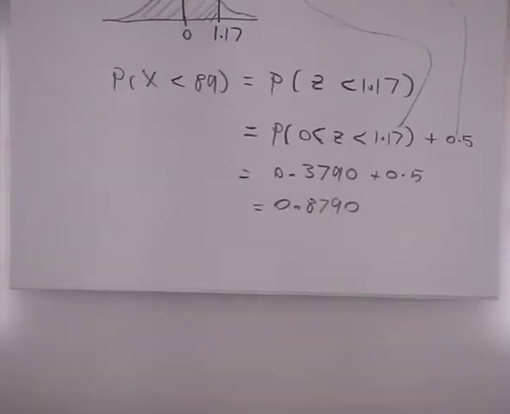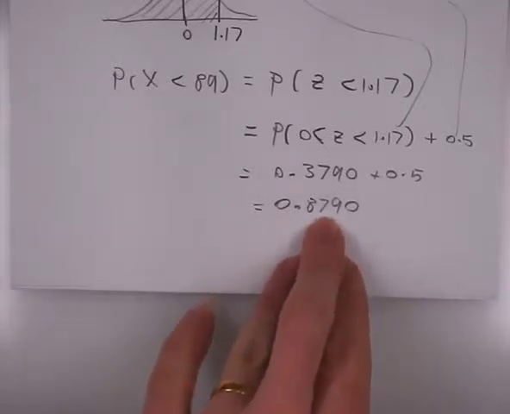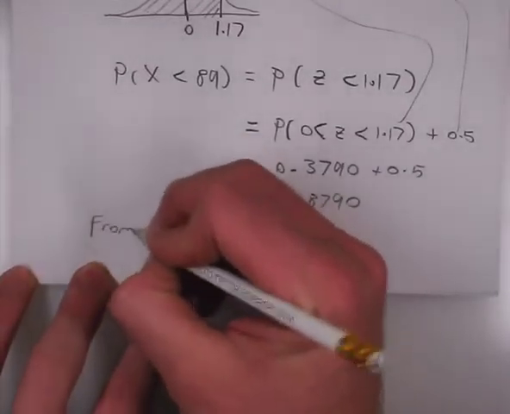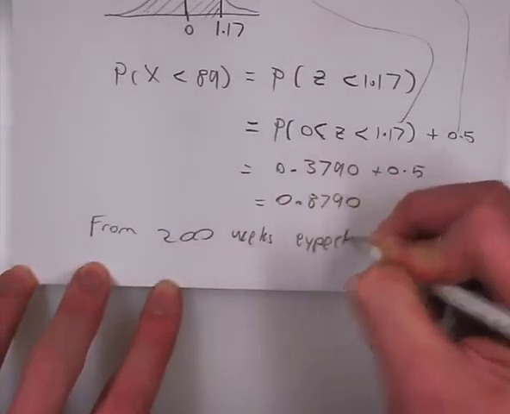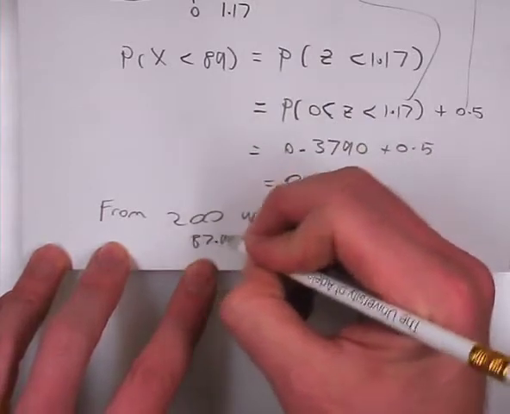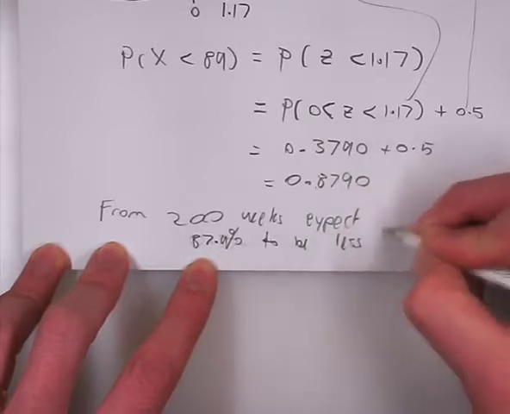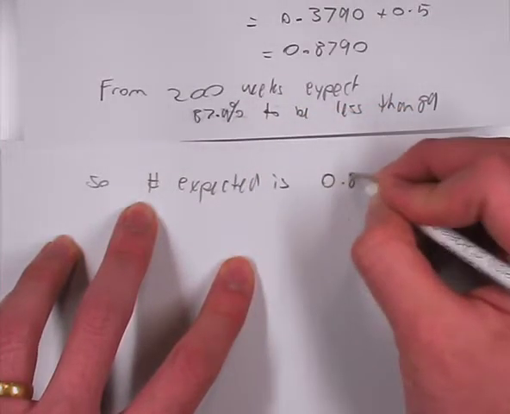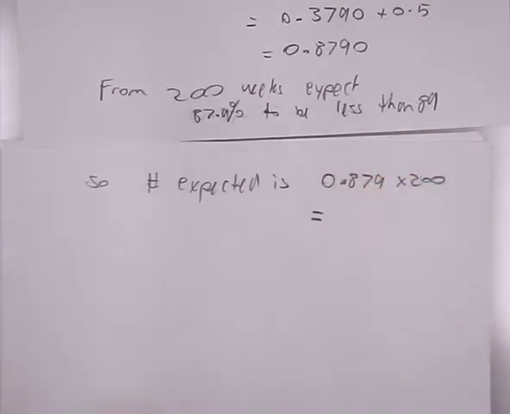Awesome. But the question didn't ask us the probability. The question actually said, how many out of 200 would you expect to be in this range, to be less than 89? But this is okay, because this is like 87.9%. That's the probability. So it should be 87.9% of the 200 weeks is what I'm looking for. So from 200 weeks, expect the 87.9. Yeah, don't think in decimals. We expect 87.9% to be less than 89, and so therefore the number expected is the 87.9% times the 200, which is whatever it is. How many?